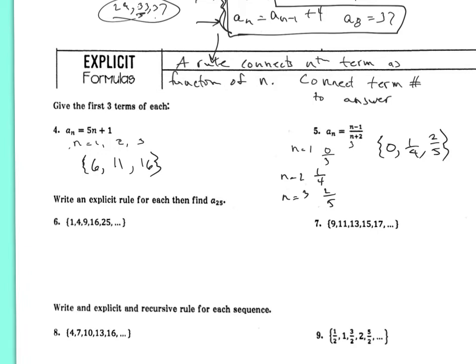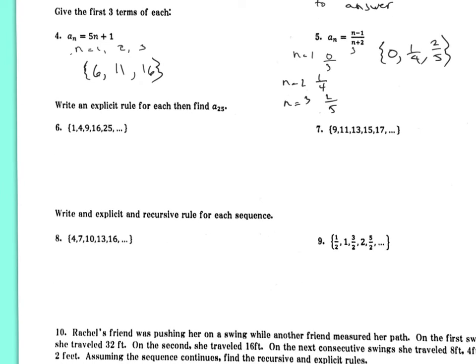Okay, ready? We're going backwards now. That was not very long to get used to it. Now, you're going to try to connect the 1 to the term number, the 4 to the term number, the 9 to the term number, the 16 to the term number, the 25 to the term number. You see it? And then we're going to find a sub 25.